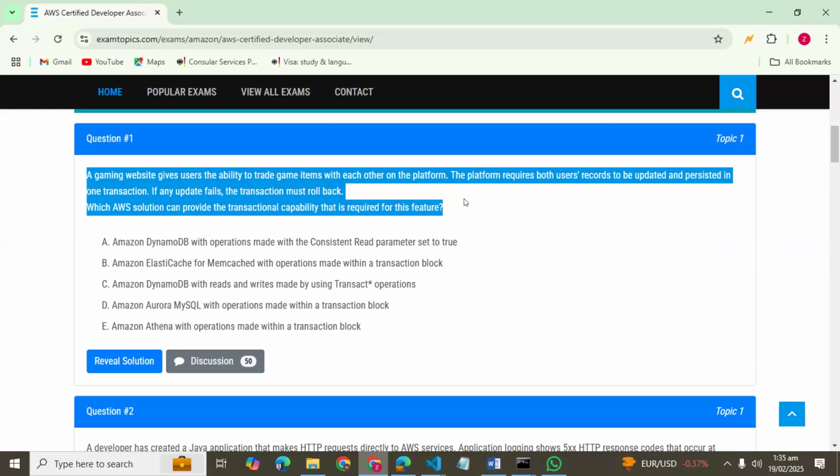Yeah, I understand the question. A gaming website gives users the ability to trade game items with each other on the platform. The platform requires both users' records to be updated and persisted in one transaction, meaning each transaction between player A and player B. Their records of what happened need to be persisted, maintained consistently, in one transaction, perhaps from different servers. So simply, if one of the transactions fails for some reason, then the transaction must be rolled back and its record must not be saved in the database.